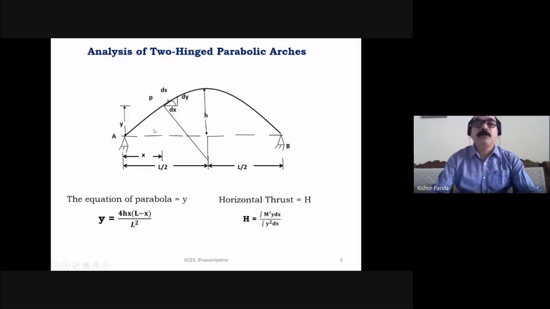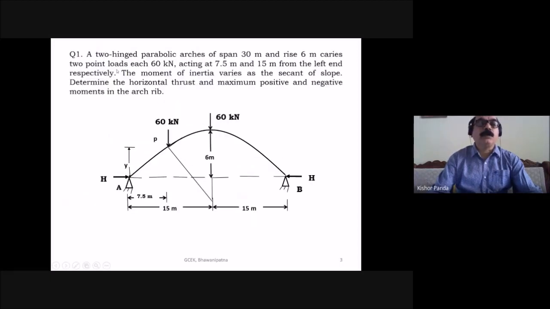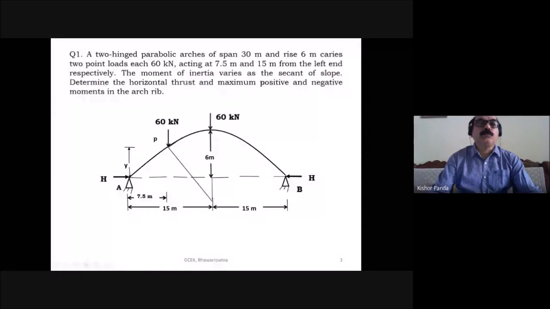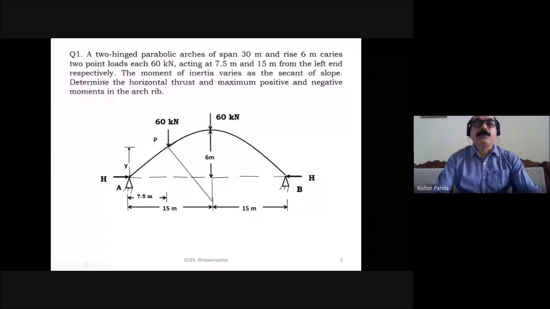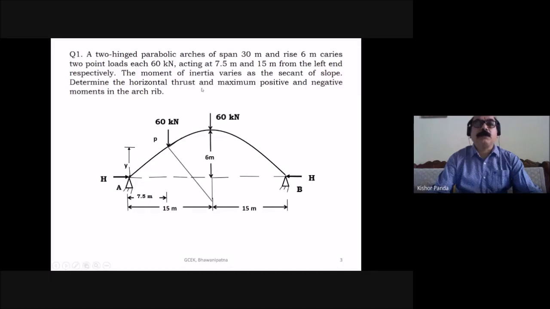And today we'll find the bending moment at a section and how to draw the bending moment diagram of the two hinged parabolic arches. Let us take one question. Question 1. This is a two hinged parabolic arch of span 30 meter and rise 6 meter, carrying 2 point loads, each 60 kilonewton, acting at 7.5 meter and 15 meter from the left end respectively. The moment of inertia varies as the secant of the slope. Determine the horizontal thrust and maximum positive and negative moment in the arch rib.